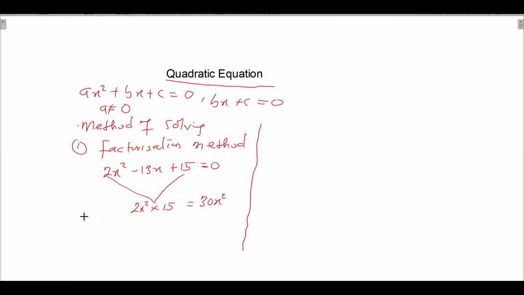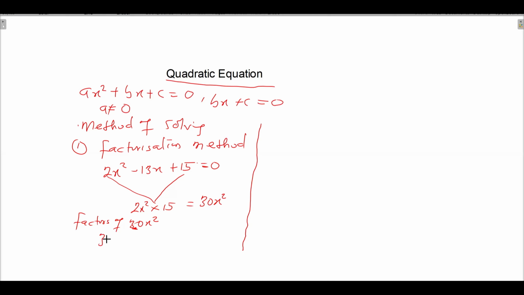Now I'm looking for factors of 30x squared in such a way that if I multiply those two factors, it will give me 30x squared, and if I add them, it will give me minus 13. This is the guideline that we need to watch. We are looking for minus 13. And here, we don't necessarily need this x because when we multiply x and x together, it gives us x squared. So the main point here is to find the factors of 30 that lead to 13.